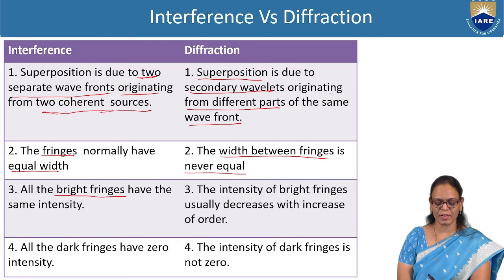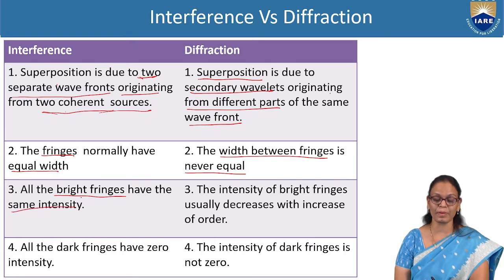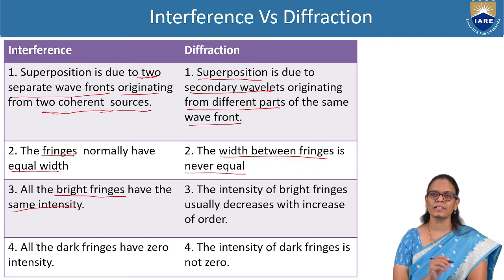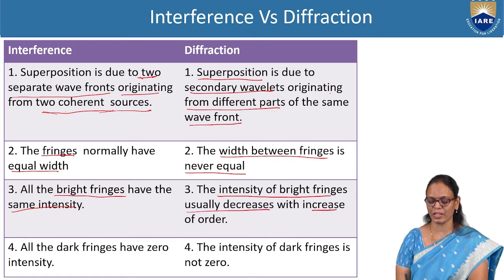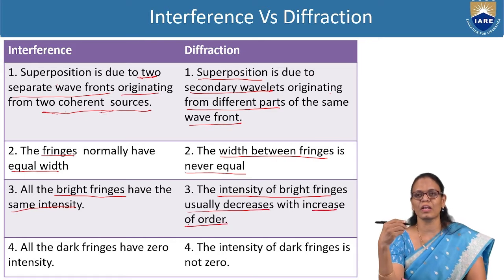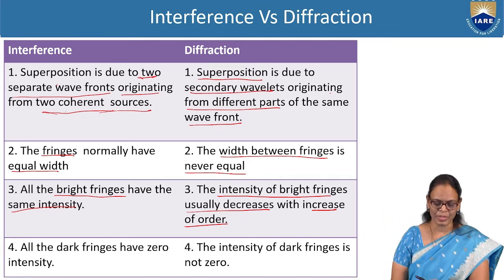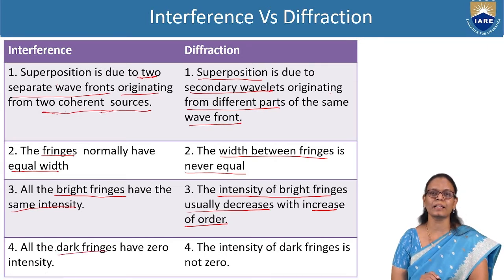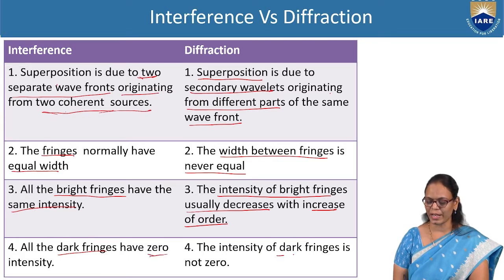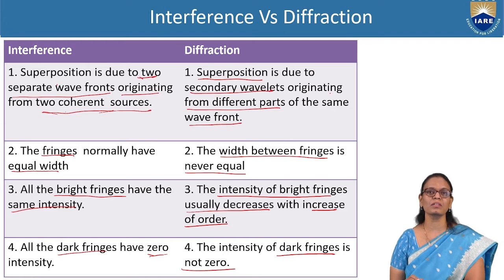In interference, all bright fringes have the same intensity, and all dark fringes have the same intensity. But in diffraction, the intensity of the bright fringes decreases with increase of order, meaning as you go away from the center, n equal to 1, 2, 3 and so on, the intensity keeps on decreasing. In interference, the dark fringes have zero intensity, meaning it is completely dark, because the waves cancel each other. But in diffraction, the intensity of the dark fringes is not zero.